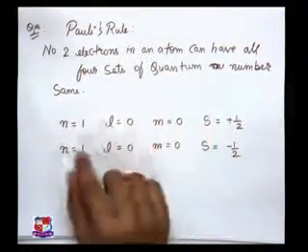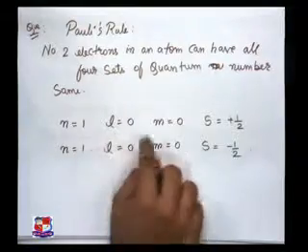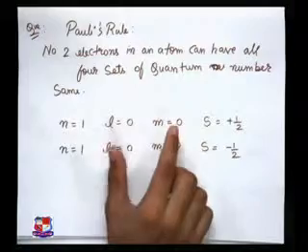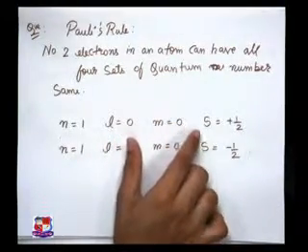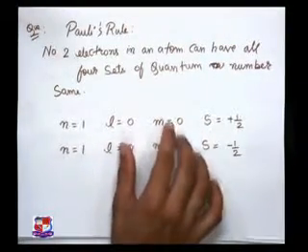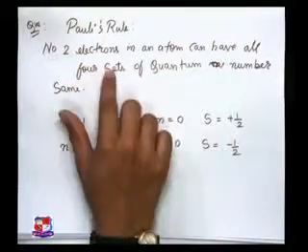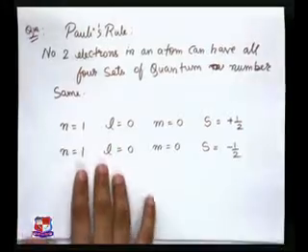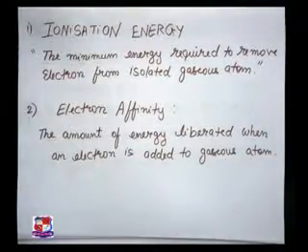So even if these three quantum numbers are the same, the fourth quantum number will always be different, that is the spin quantum number. So no two electrons in an atom can have all four sets of quantum numbers the same. That is the rule of Pauli.